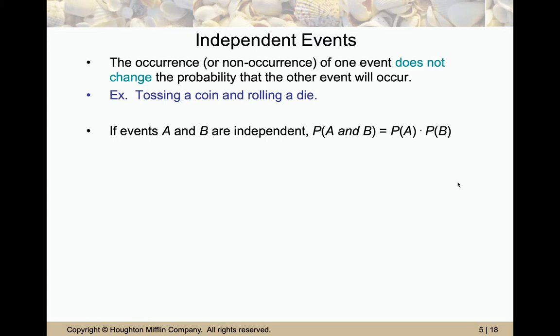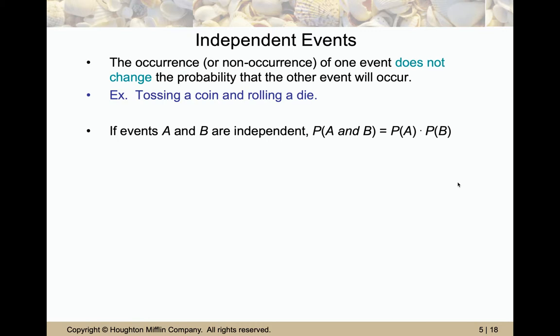An example of that would be tossing a coin and rolling a die. If you toss a coin and it lands on heads, the probability of rolling a 4 is still 1/6. If the coin lands on tails, then the probability of rolling a 4 is still 1/6. The probability you get from rolling a die does not change given the outcome of the coin toss.